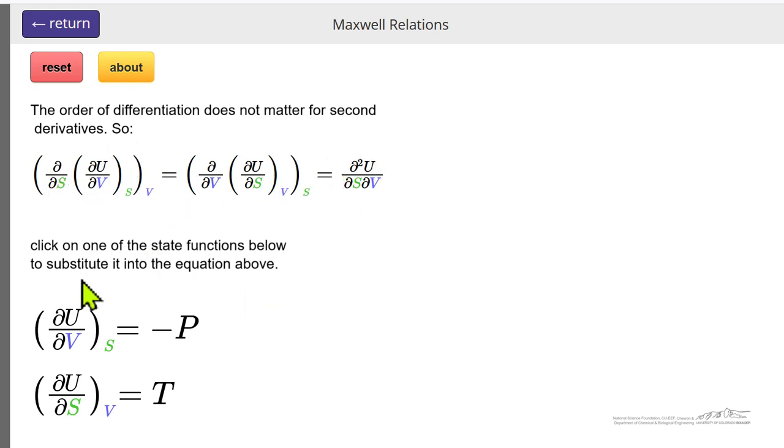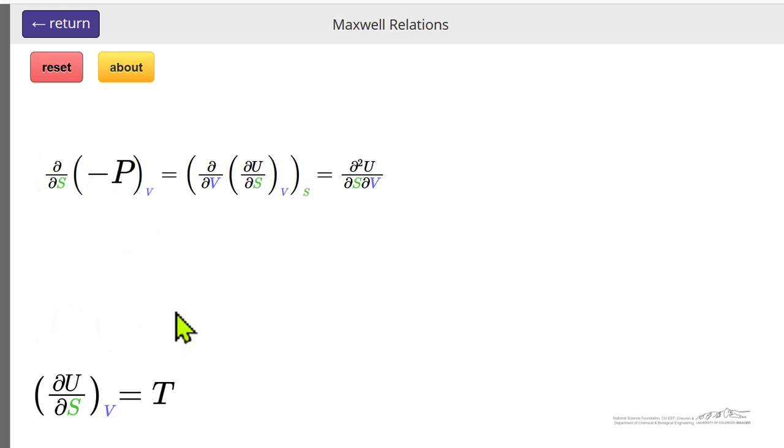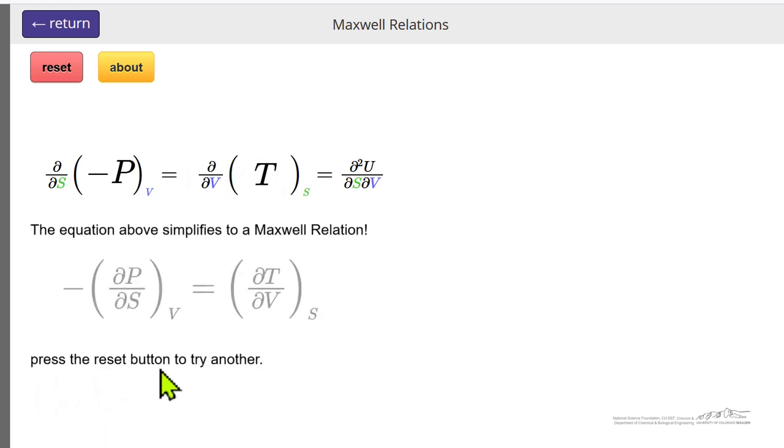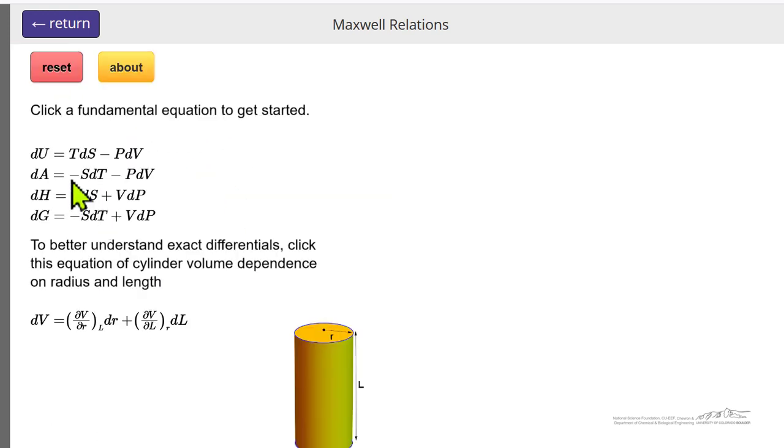And what we're going to do is substitute: dU/dV becomes minus P, dU/dS becomes T, and so then this is a Maxwell relationship. And the idea is we can reset, select another one of these equations, and go through that step again to derive a different Maxwell relationship.